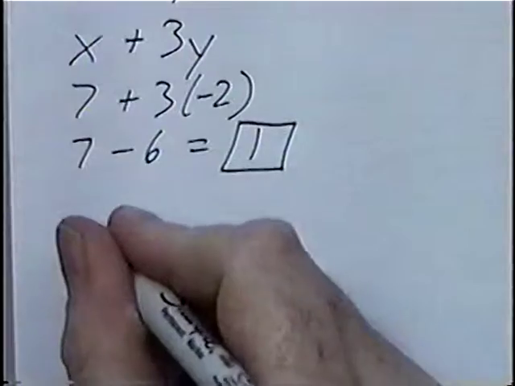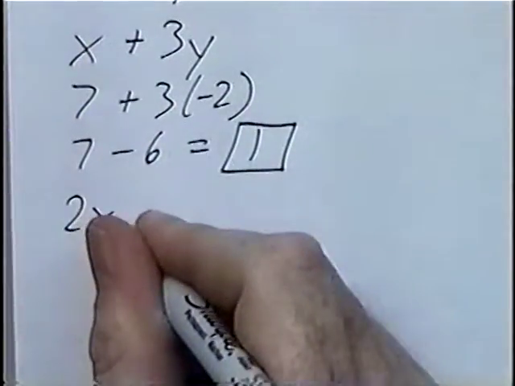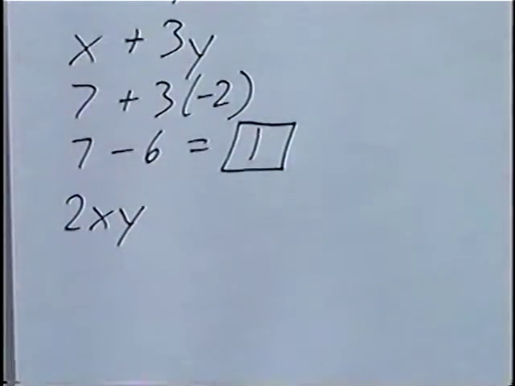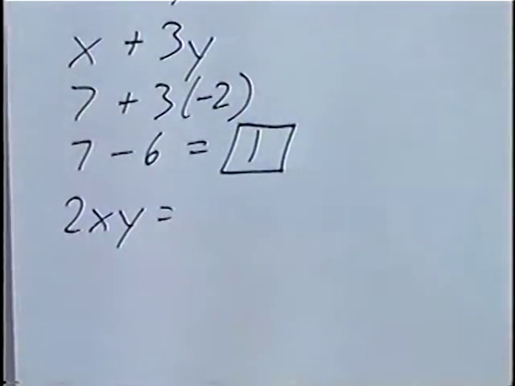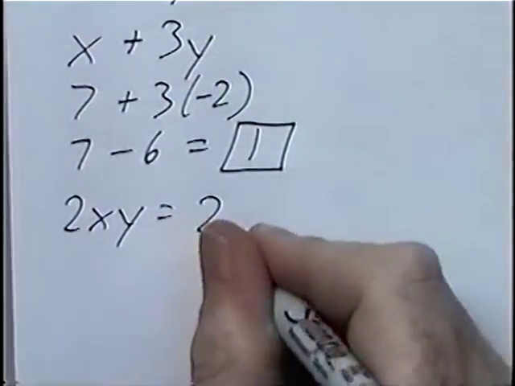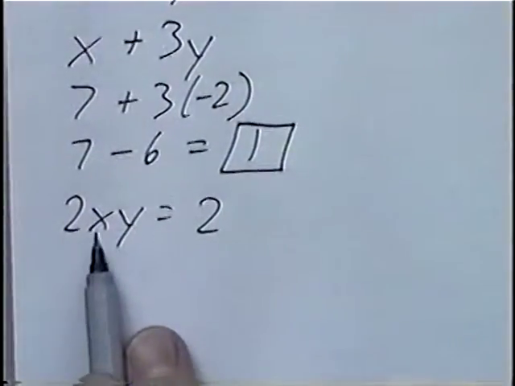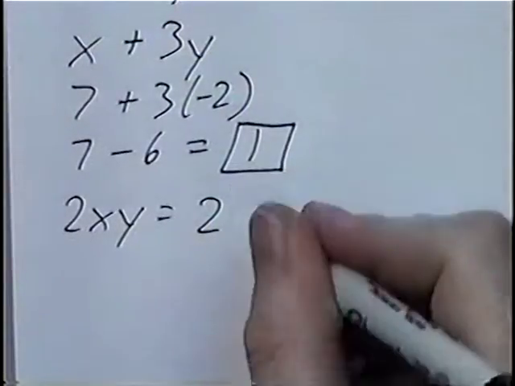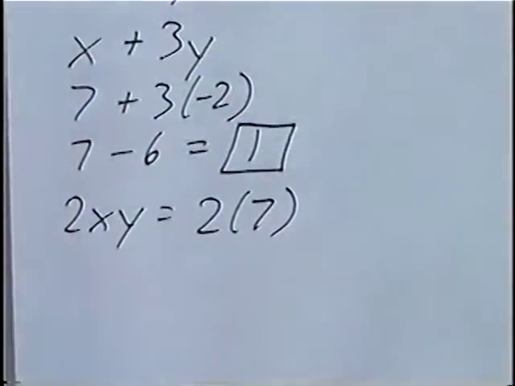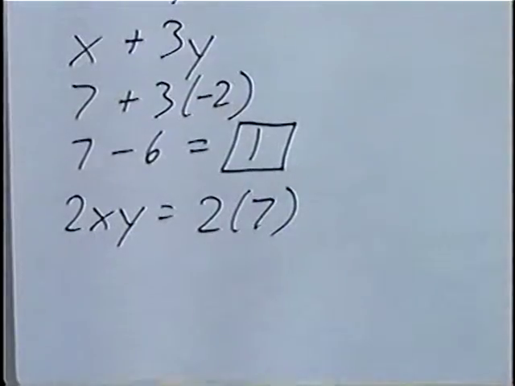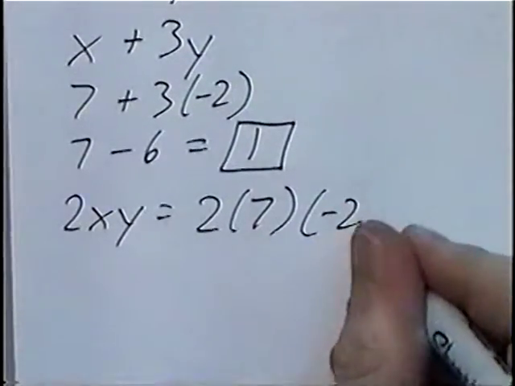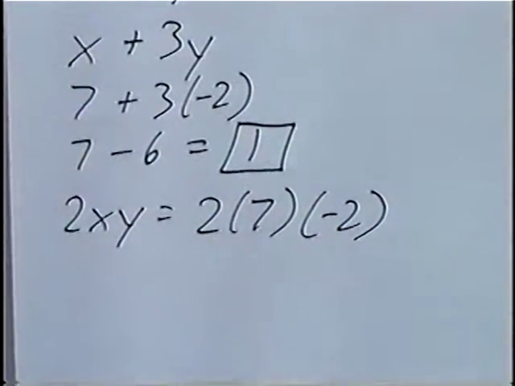Second question is 2xy. Solving this, the 2 would stay the same. In place of x, again the directions say x is equal to 7. And in place of y, the directions are y equals negative 2.